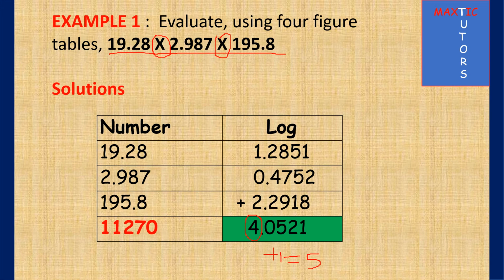So now it must be up to 5 digits. You have 4 here, so after adding 1 it becomes 5. So what you have here must be up to 5 digits. And that's why we added 0 here.